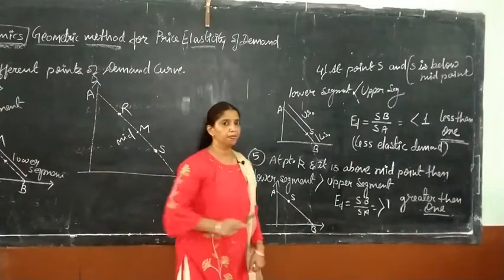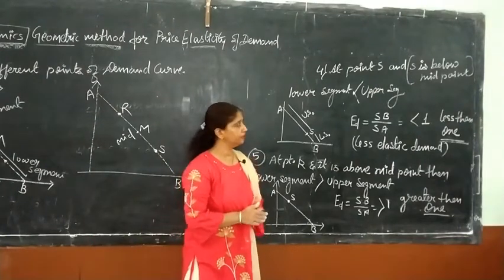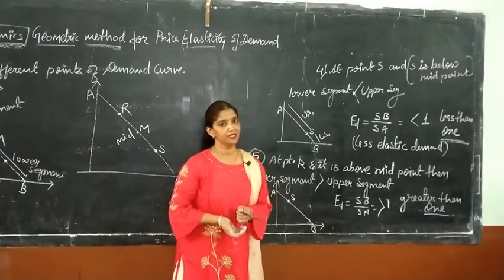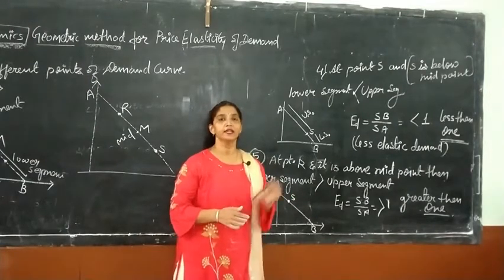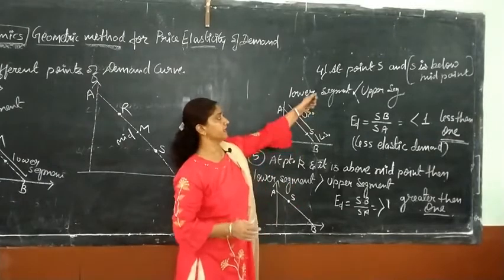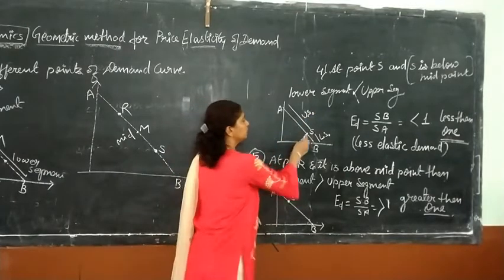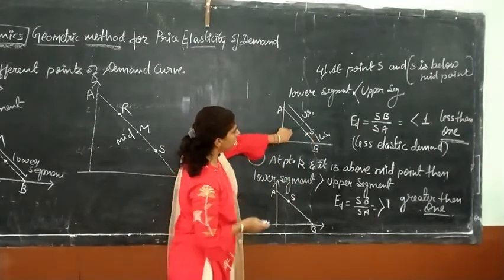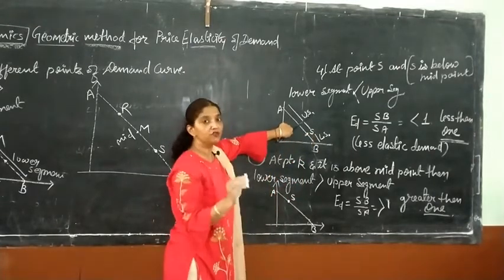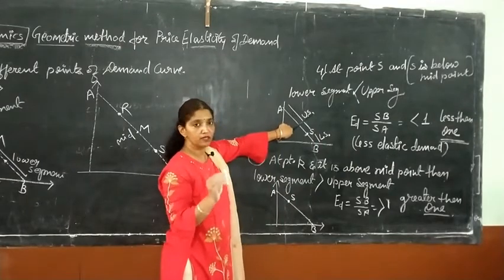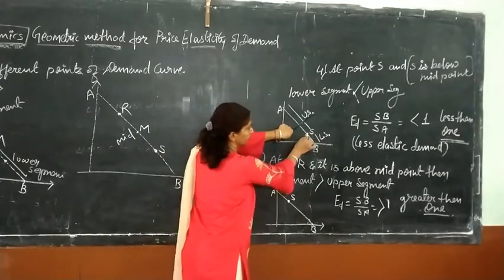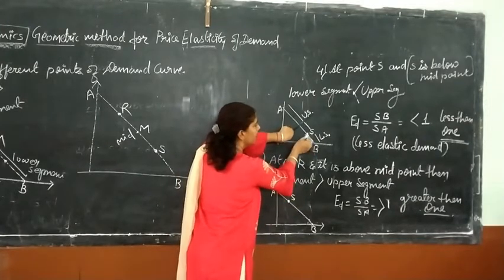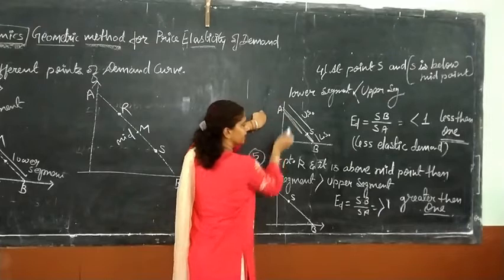Next condition for the geometric method, using the demand curve. If we have to calculate the elasticity of demand at point S, and this point is situated below the midpoint. The midpoint is here, and if the point at which we have to calculate the elasticity of demand is below this point, in that condition the lower segment will be lesser and the upper segment will be greater.